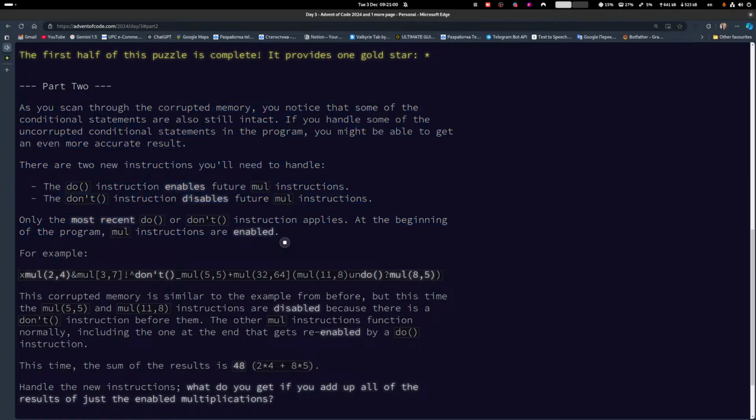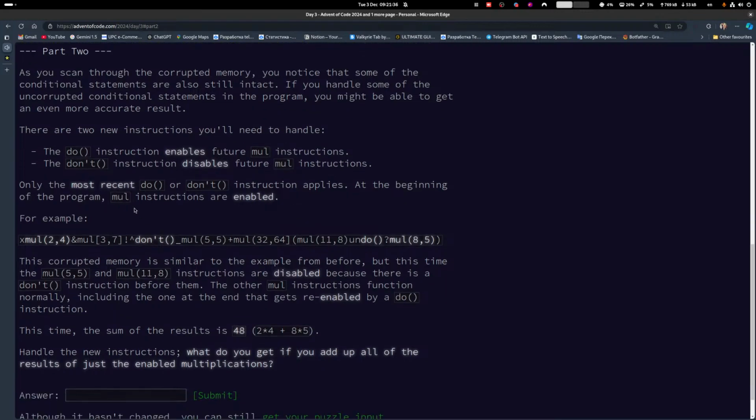As you scan through the corrupted memory, you notice that some of the conditional statements are also still intact. If you handle some of the uncorrupted conditional statements in the program, you might be able to get an even more accurate result. There are 2 new instructions you'll need to handle. The do instruction enables future mul instructions. The don't instruction disables future mul instructions. Only the most recent do or don't instruction applies. At the beginning of the program, mul instructions are enabled.